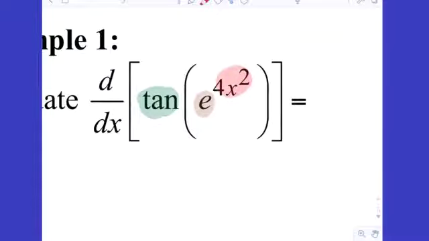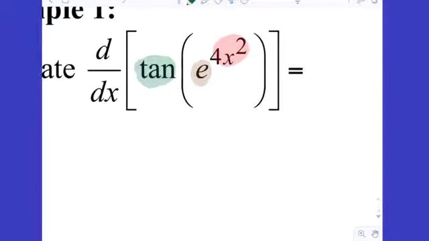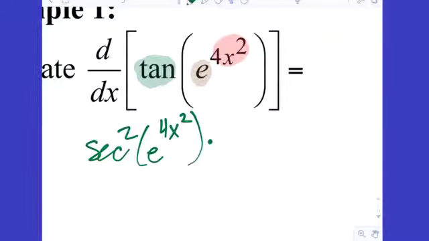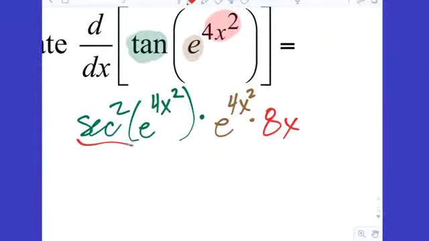So if you remember then, with three layers, how many factors will we have in our derivative? Three, right? And we took the derivative by working from the outside in. So what's the derivative of tangent of blob? Secant squared of the blob. Okay, cool. Times the next layer, I'll switch flavors here, to beefy brown. E to the blob's derivative is e to the blob, times the natural log of e, right, which we don't need because it's 1. And then times the derivative of the innermost layer, which is 8x. So notice then if we had three layers, we have three factors.